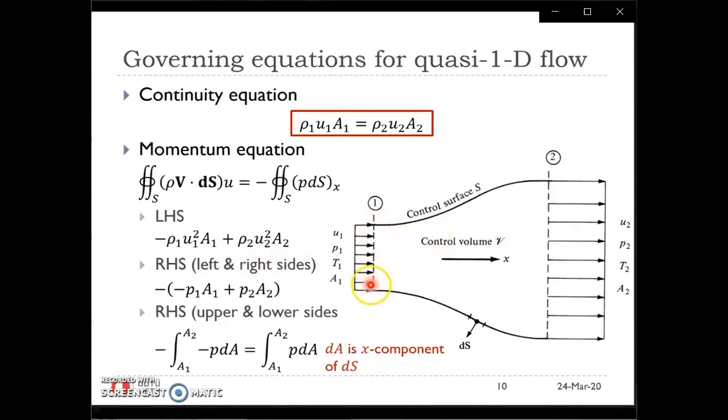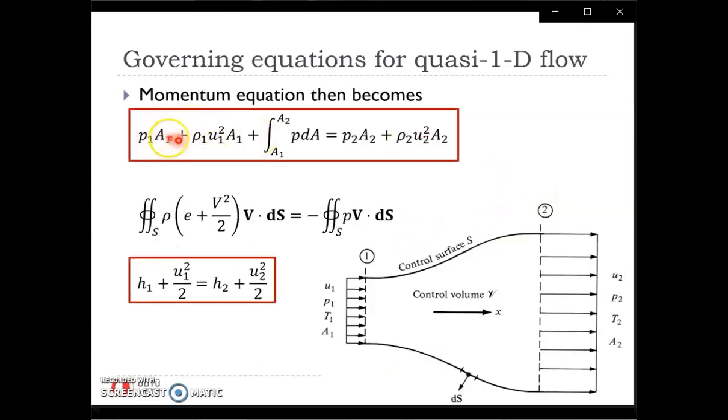So the pressure force on surface 1, on this surface at station 1, inlet surface, and the pressure force on the exit surface at station 2, which is P1A1 and P2A2. Now plus we should have an additional term, which is basically due to the pressure variation on the side surfaces. So that has to be integrated from A1 to A2, which we see in this slide. So if you organize the momentum equation, we have all these terms, and we have the pressure force term due to the area variation from 1 to 2.